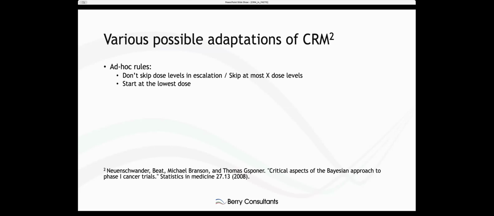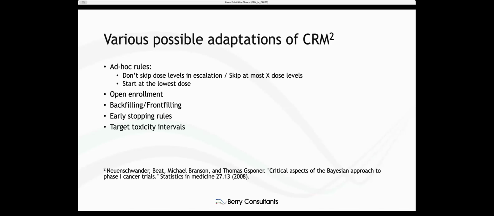Another ad hoc rule could be that we always start at the lowest dose, and I think that's a fairly common one. Maybe not the lowest dose, maybe the second lowest dose. Then another possible adaptation is open enrollment, which I guess you might be curious about since this is the title of the presentation. I'll get to that on the next slides. Same with backfilling and front filling, early stopping rules, targeting toxicity intervals instead of a certain toxicity, or something that's called escalation with overdose control. So all of these concepts I'll talk about in more detail in the next slides.